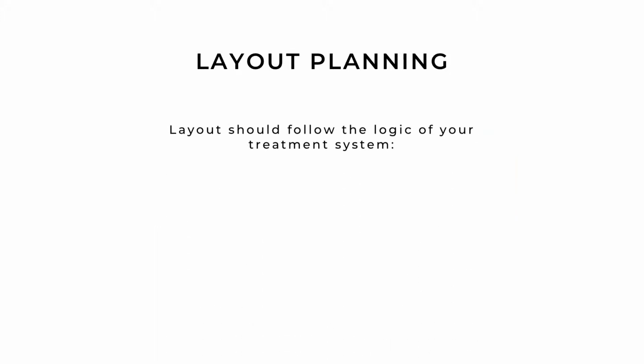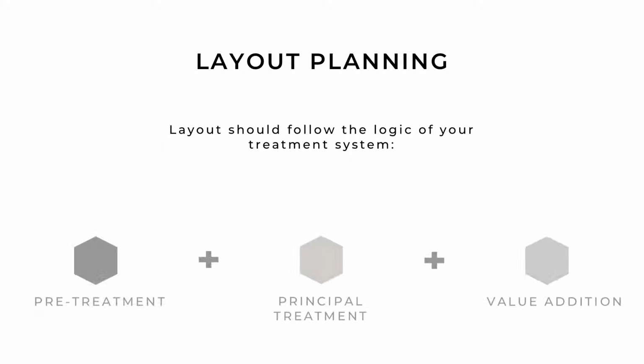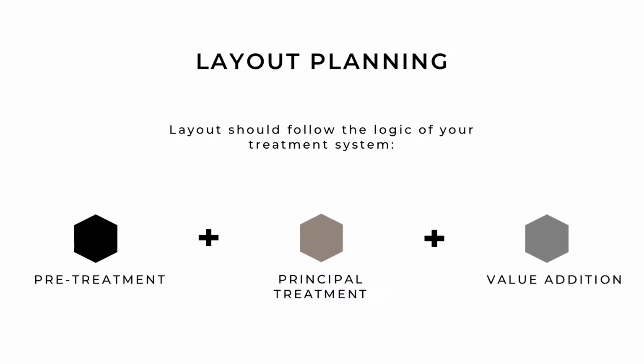The layout of treatment units should follow the waste to resources flow. This means that the pretreatment units should be located near the entrance of the plant, followed by the principal treatment, finishing with the value addition, conveniently laid out for easy loading and transportation to the customers.